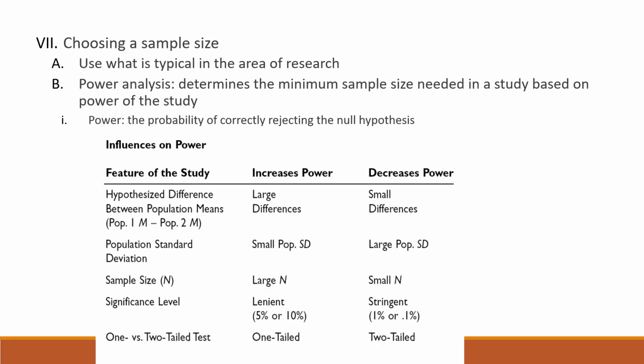Population standard deviation is another one. We'll have more power if there's less variation, and also if we have a larger sample size. A lenient significance or alpha level will also increase power, so you will have more power with an alpha of 0.05 than you would with an alpha of 0.01. And then lastly, if you have a one-tailed test, you will generally have more power than if you use a two-tailed test, which splits that probability into two halves. But this one kind of depends on if the data goes in the hypothesized direction or not.